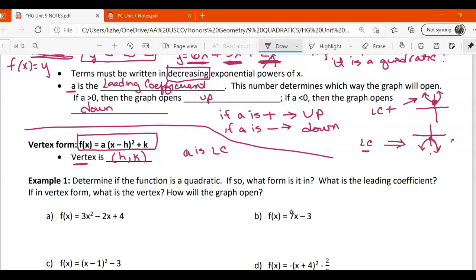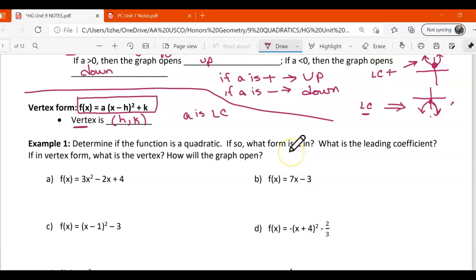Okay. So all we're going to do this unit is we are not going to graph anything. We are simply going to analyze our equations of quadratics. So example 1, determine if the function is a quadratic. If so, what form is it in? What is the leading coefficient? And if it is in vertex form, what is the vertex? How will the graph open? All right. So we have a lot of little questions here, but they're not hard. We'll probably get through this pretty quick.